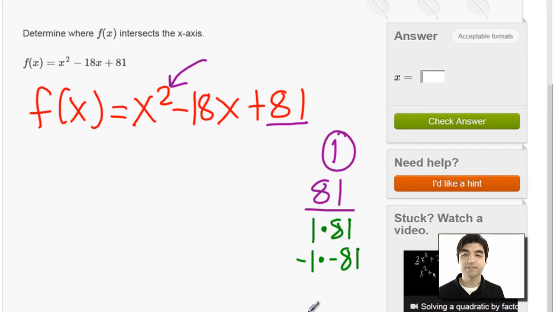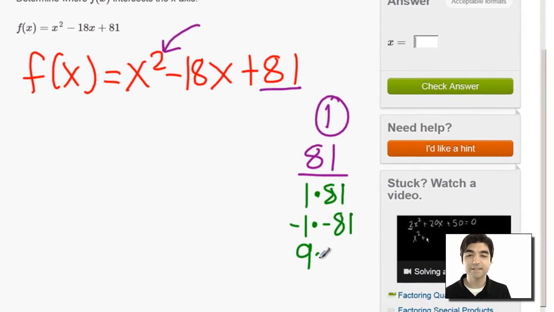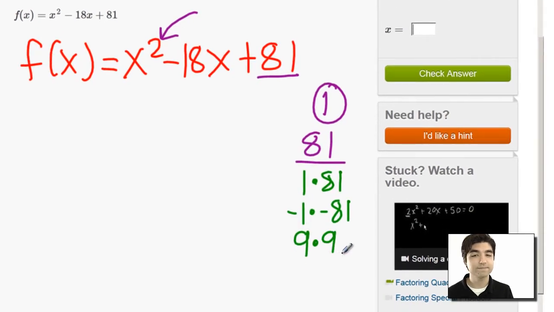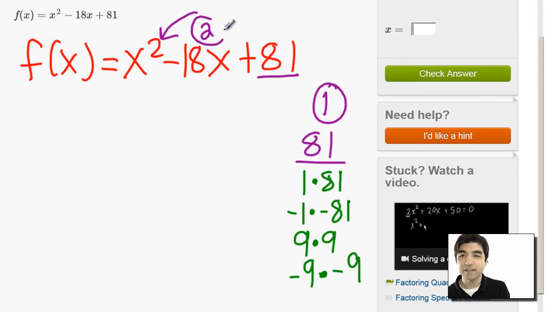Okay, some other factors of 81. What about 9 times 9? And then also vice versa, -9 times -9. Okay, so we have our list of factors. Now the second step, step 2, is that you look at this number. Then you try to find which one of these factors, when you add them together, equal this number.